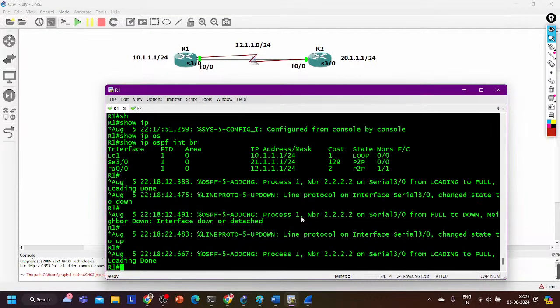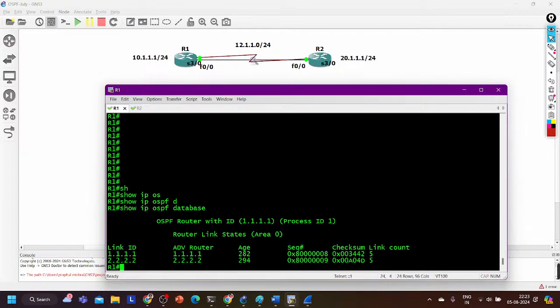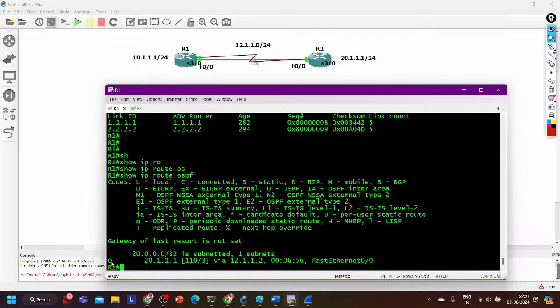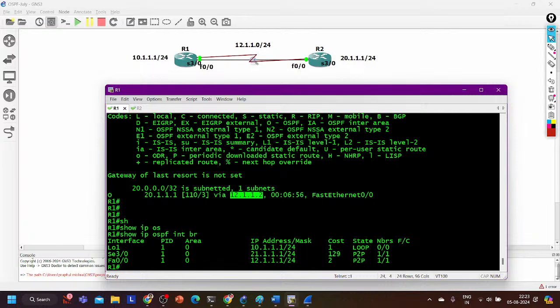So in this scenario, see, I have just changed the network type. So show IP OSPF database, done, and show IP route OSPF. Router 1 is learning the 20 network. From which router is it learning the 20 network? From this neighbor, right? And why is it not performing load balancing? So show IP OSPF interface brief. The reason for not performing load balancing: on the serial link, cost is 129. On the fast Ethernet link, cost is 2.